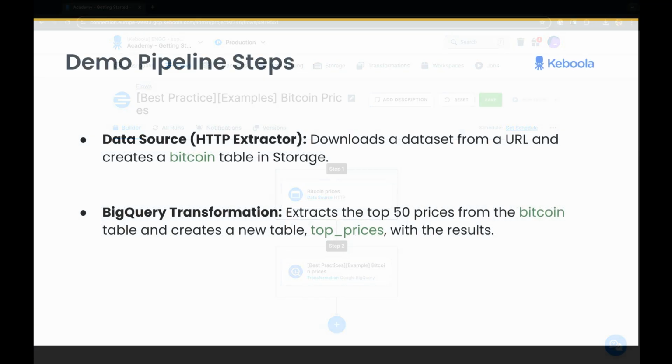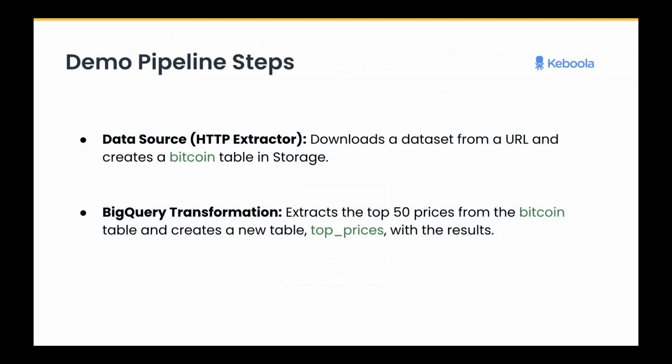The pipeline consists of an HTTP extractor that downloads a CSV from a URL and saves it in storage as a table called Bitcoin. Then there is a BigQuery transformation that selects the top 50 prices from the extracted table and stores them in the top prices table in storage. We want to safely modify this pipeline in a development branch, decreasing the number of top prices to 10.